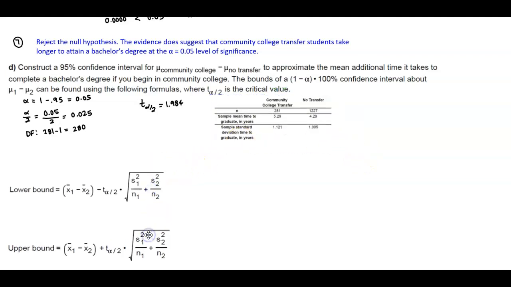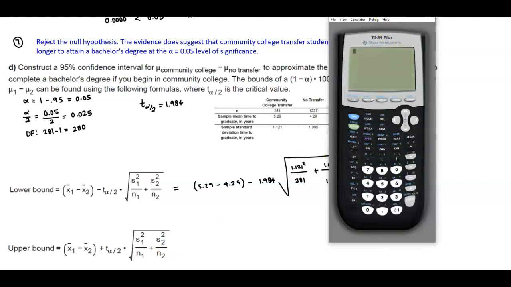Okay, so if we want to find the lower bound, we know that we have 5.29 minus 4.29 minus the critical value of 1.984 times the square root of 1.121 squared over the sample size of 281, plus 1.005 squared over the sample size of 1227. Okay, so let's go ahead and put that in our calculator just to find out what that's going to look like here real quick.